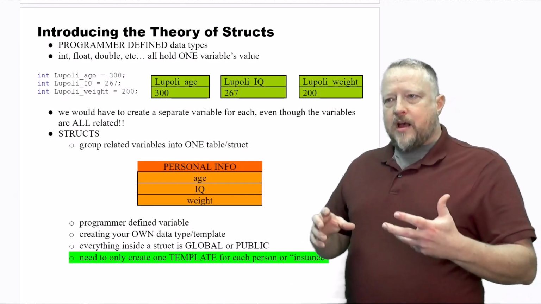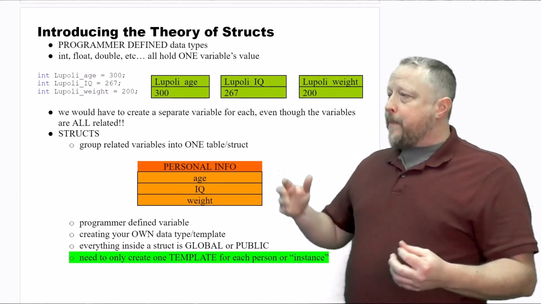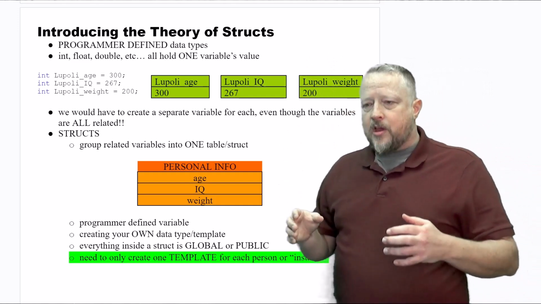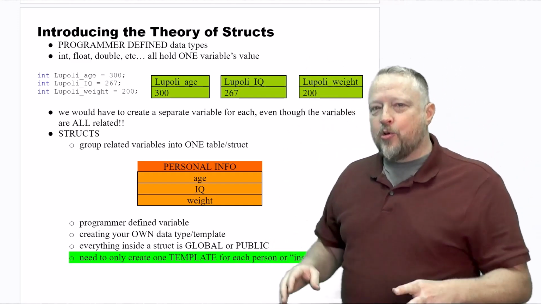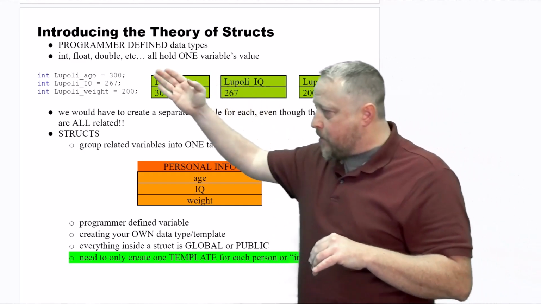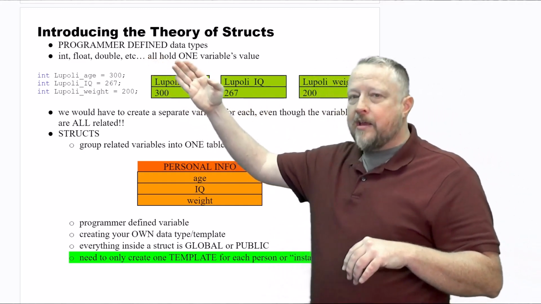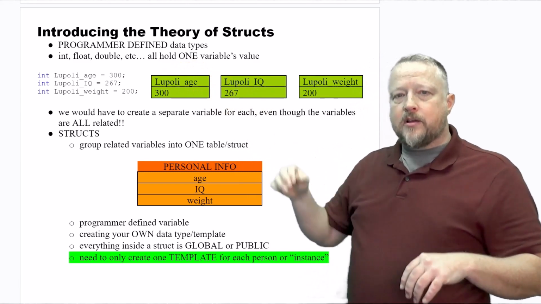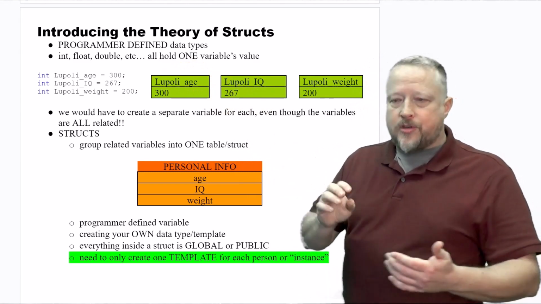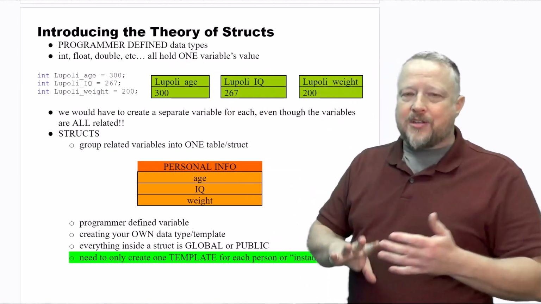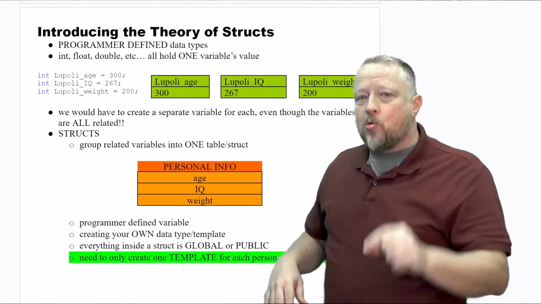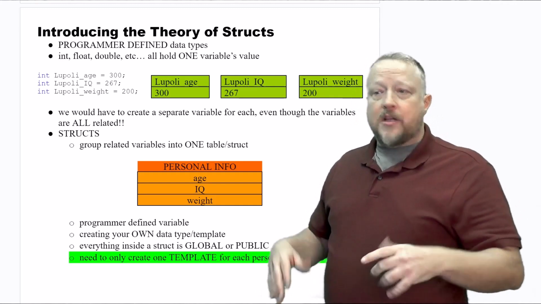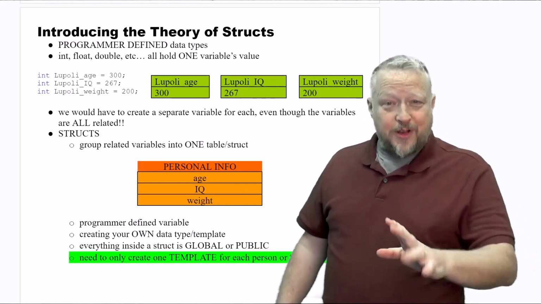So with the theory of really object-oriented programming, but I'm going to say structs on this, what we're doing is a little scary, but you, the programmer, are going to be defining new data types. You're used to ints, floats, doubles, all that stuff, strings. You are actually going to create your own data type that C++ will recognize, if done the right way.